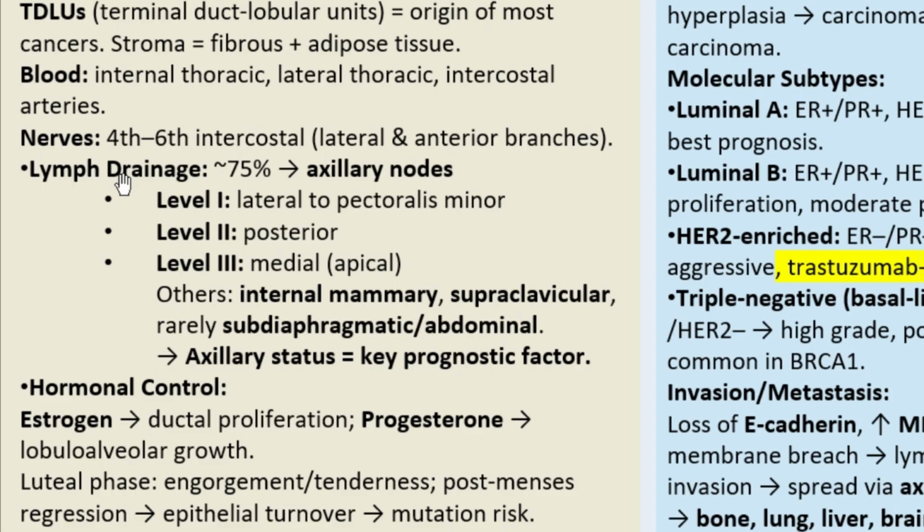So the lymphatic drainage is one of the most important things when it comes to breast cancer, and we group the nodes into 3 levels, that is level 1, level 2, and level 3. And why they came up with these levels is because the lymphatic drainage from level 1 pours into level 2, and the lymphatic drainage from level 2 pours into level 3.